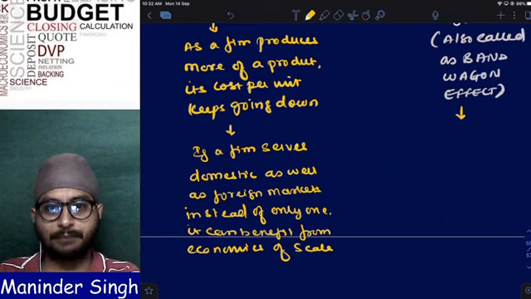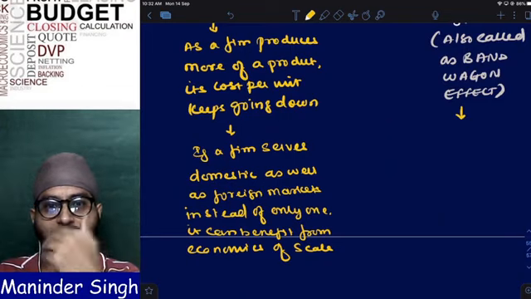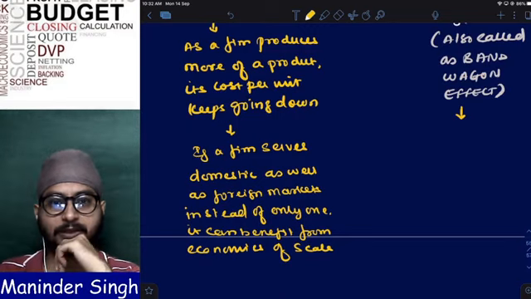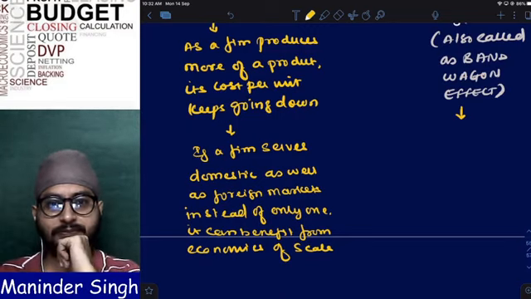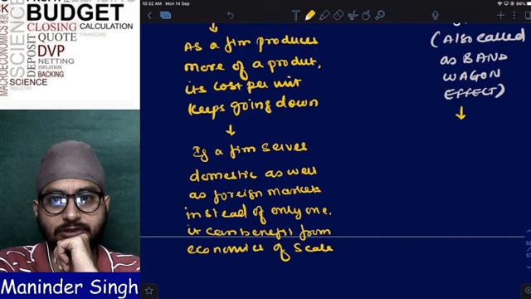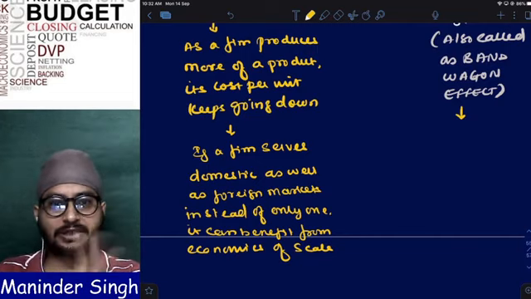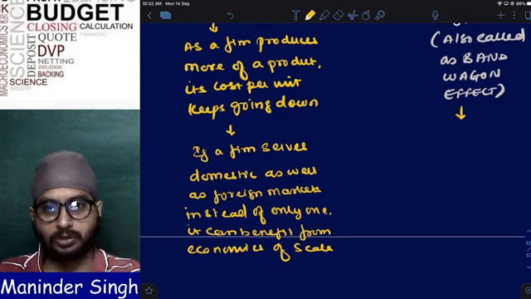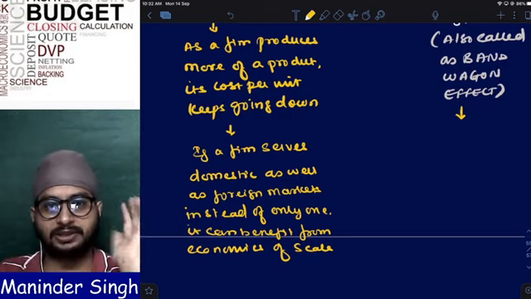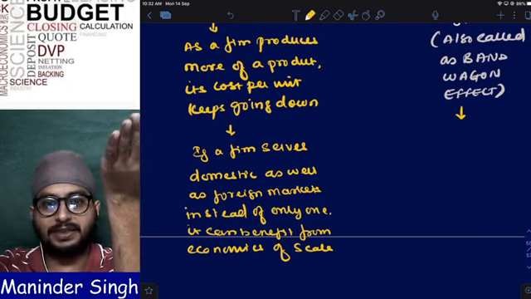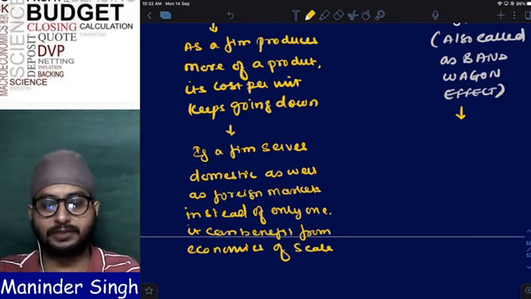Let us say, for example, Micromax. How many people are using Micromax in my class? Anyone using Micromax from my class? No one, right? So what is the value? There is no value. Now let us say tomorrow all the students in your class start using Micromax. What will happen? The value of Micromax will increase.